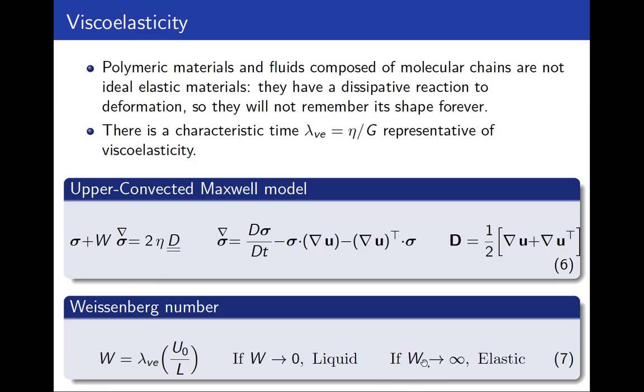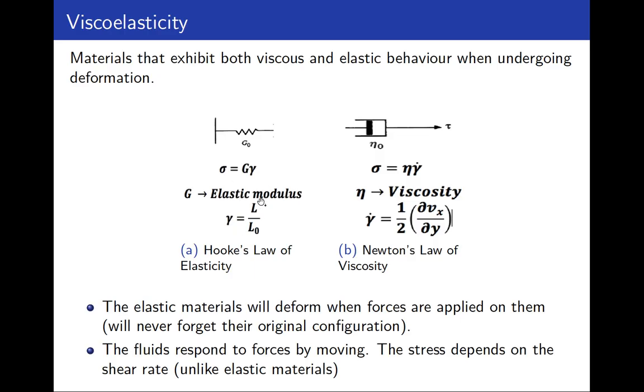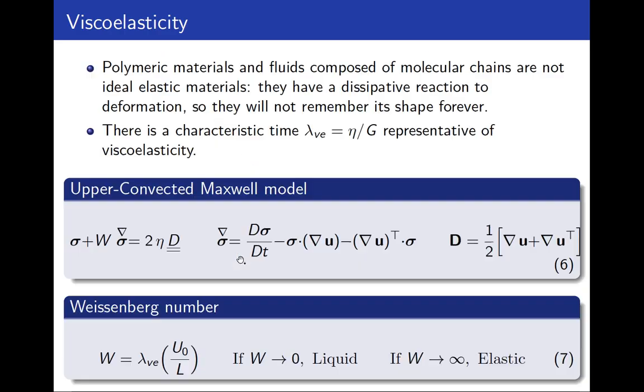On the other hand, if the Weissenberg number tends to infinity, you will mostly observe elastic behavior. So you substitute this number, this derivative is going to dominate. You can do some algebra, and then you will recover Hooke's law of elasticity. So viscoelastic behavior, that means a combination between both elastic and viscous behavior, is observed when you have intermediate values of Weissenberg number.